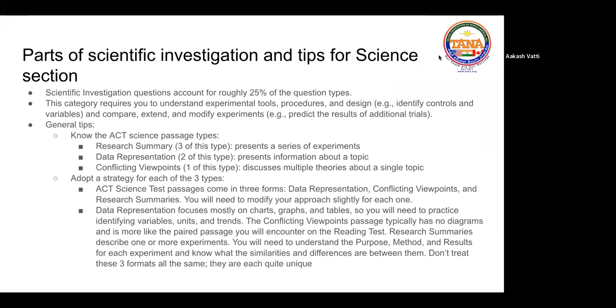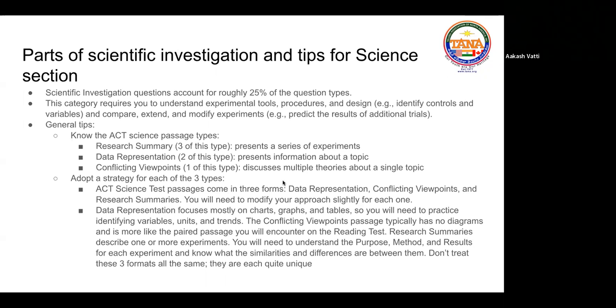So scientific investigation is roughly 25% of the question types in the ACT science section. And this category requires you to understand experimental tools, procedures, and design, which means identifying controls and variables, and comparing, extending, and modifying experiments, like predicting the results of additional trials. So basically, that's really it for a general description of parts of scientific investigation.